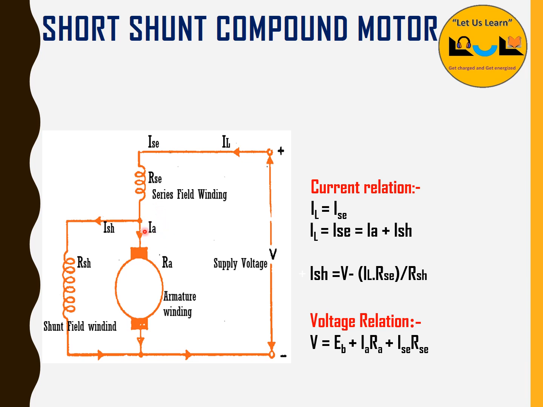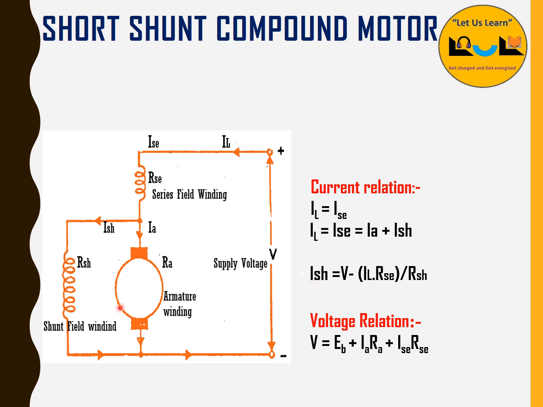IA is the armature current, ISH is the shunt field current. So here IL, the line current, is equal to ISC, that is equal to IA plus ISH, because while coming to this junction it is dividing into two currents, but here ISC and IL are connected in series. So IL is equal to ISC, that is equal to IA plus ISH.